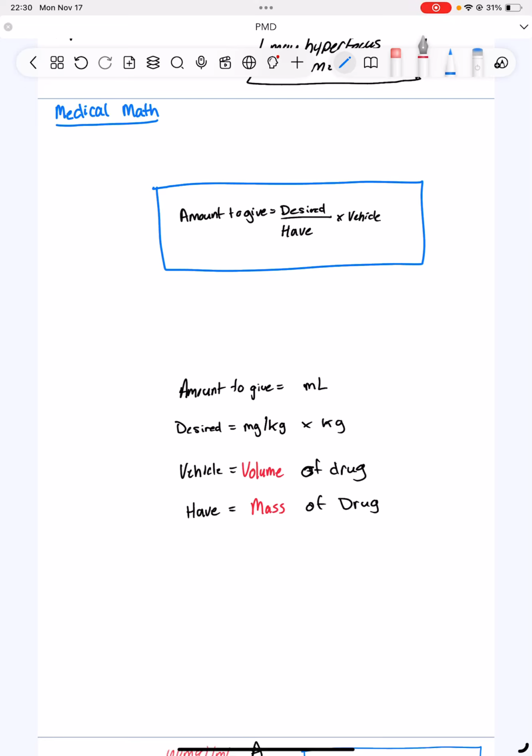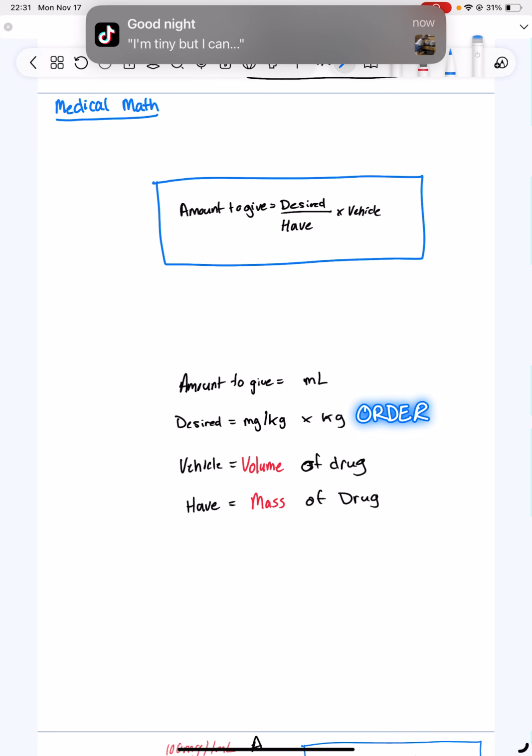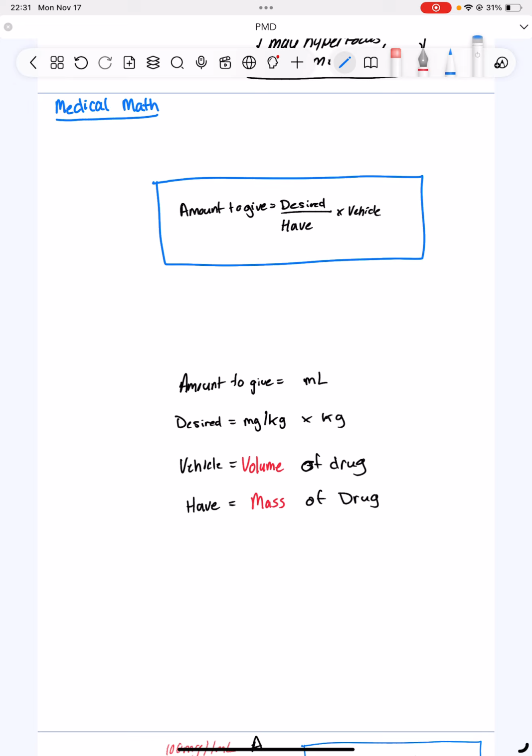Okay, so medical math. We can get a lot of mileage out of this equation. The amount we're going to give is equal to what we desire over what we have, times the vehicle it comes in. The amount to give is in milliliters. The desired is either equal to milligrams per kilogram times the number of kilograms they are, or the order.